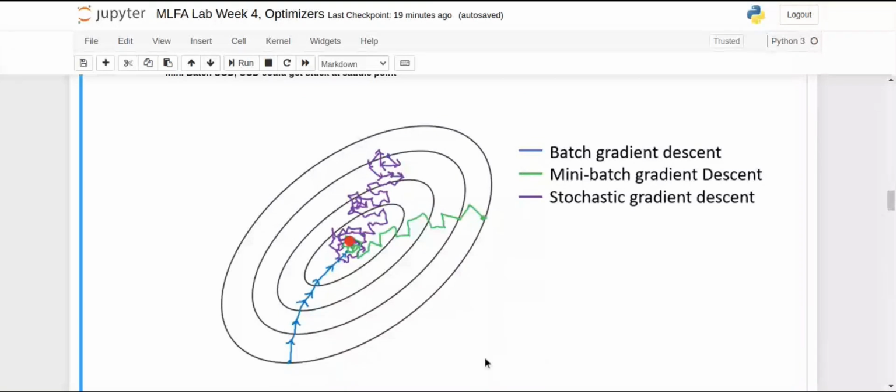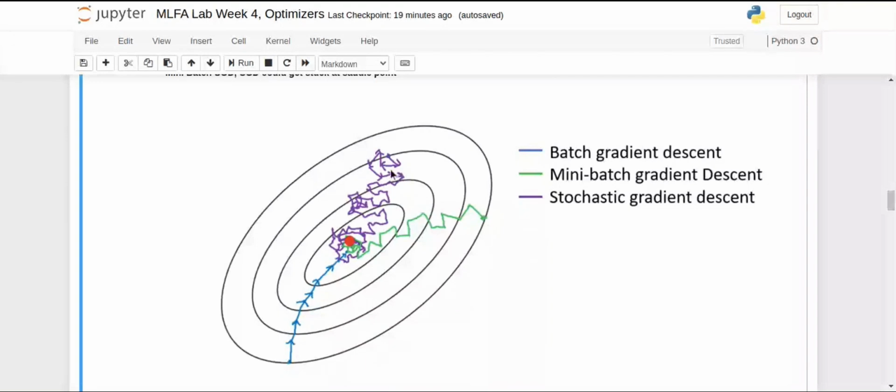So your training will start from outside this circle, and it will try to reach the minima. It will take several epochs, and each arrow you can think of as one epoch. You can see that this blue line denotes batch gradient descent, green is mini batch, and I think purple is stochastic gradient descent.